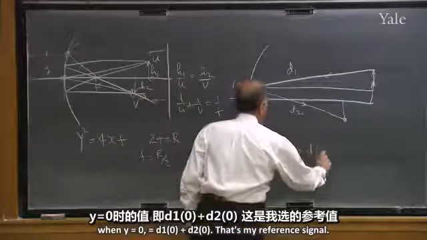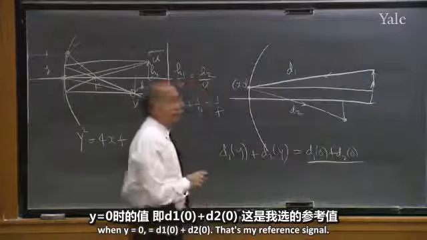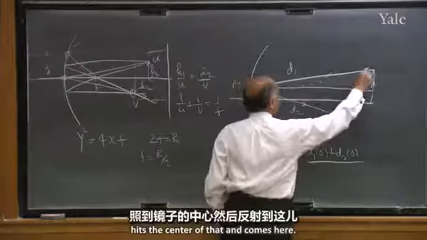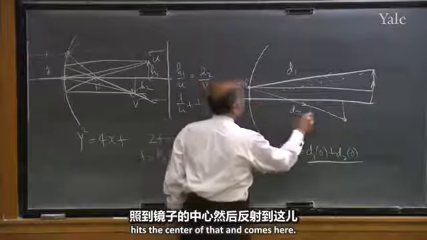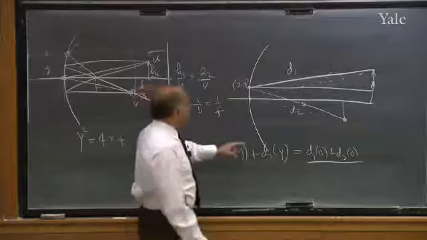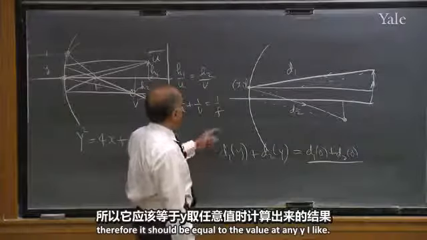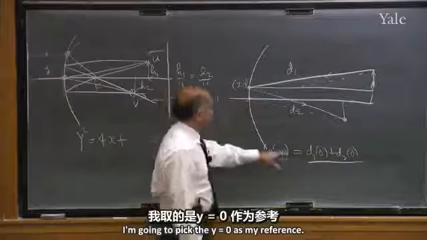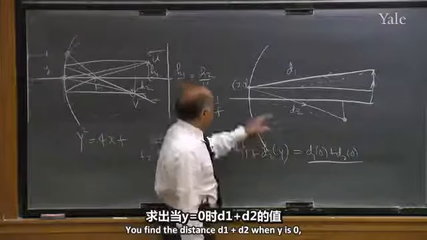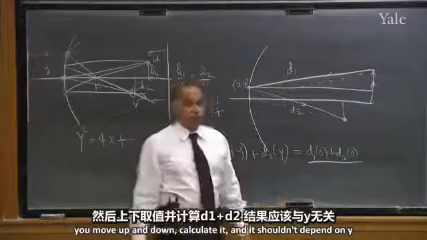That is equal to d1(0) plus d2(0). That's my reference signal, the one that goes here, hits the center of that, and comes here. You guys with me now? It should be independent of y, therefore it should be equal to the value at any y I like. I'm going to pick y equal to 0 as my reference. You find the distance d1 plus d2 when y is 0, you move up and down, calculate it, and it shouldn't depend on y.